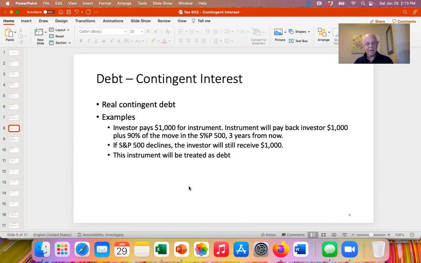So I think on the next slide, yes, I have some examples. So in the first one, again, the investor pays $1,000 for the instrument. The instrument is going to pay back the investor $1,000 plus 90% of the move in the S&P 500 3 years from now. So if the S&P goes up 50%, the investor is going to get 45%. If the S&P 500 declines, they tell the investor, don't worry about it. You're still going to get back your $1,000. Because the investor is always going to get back $1,000, the instrument is now going to be treated as debt.